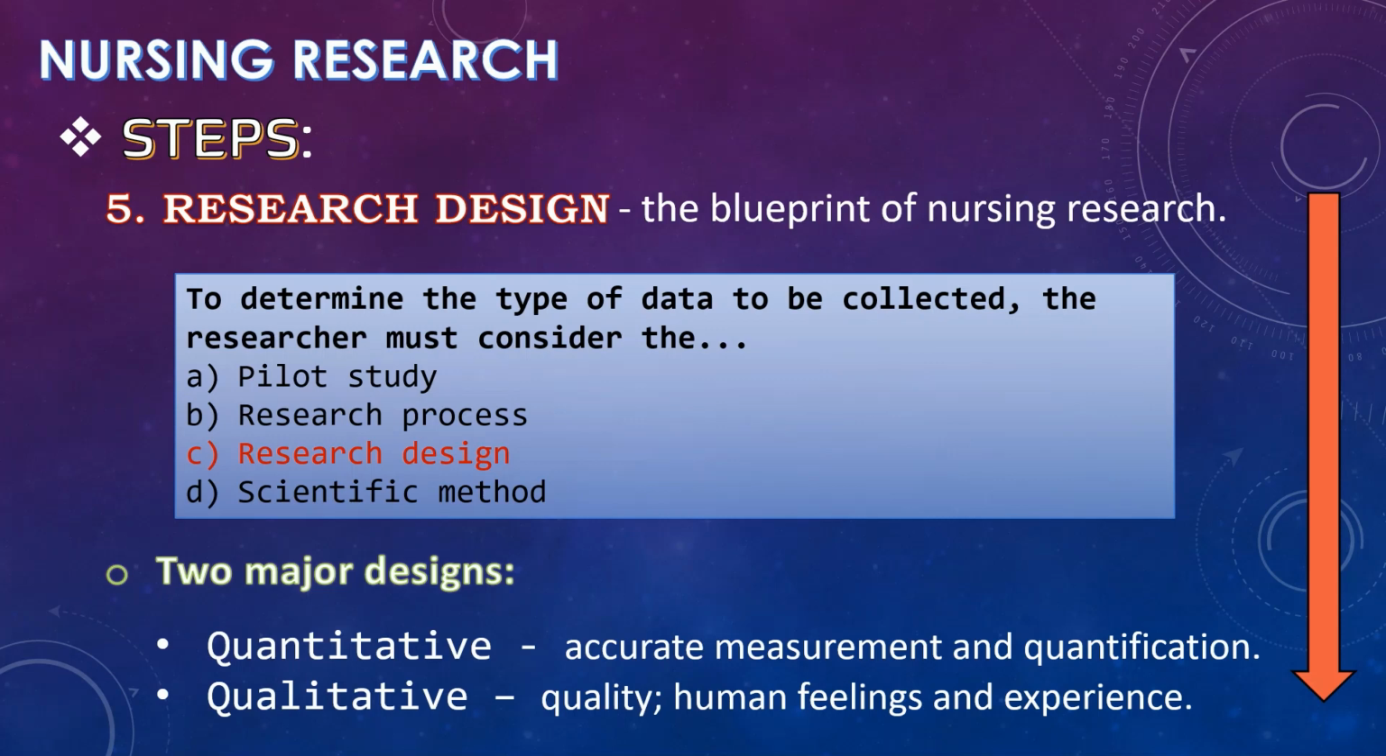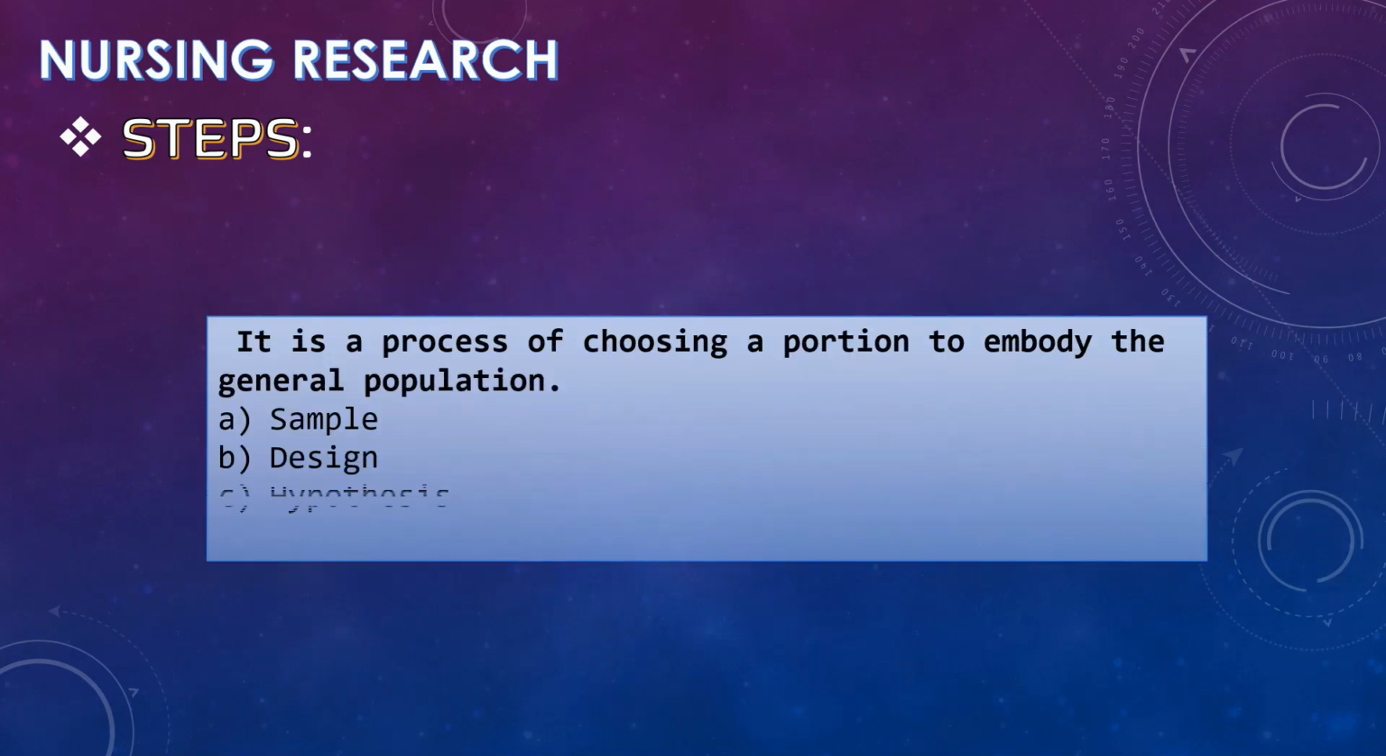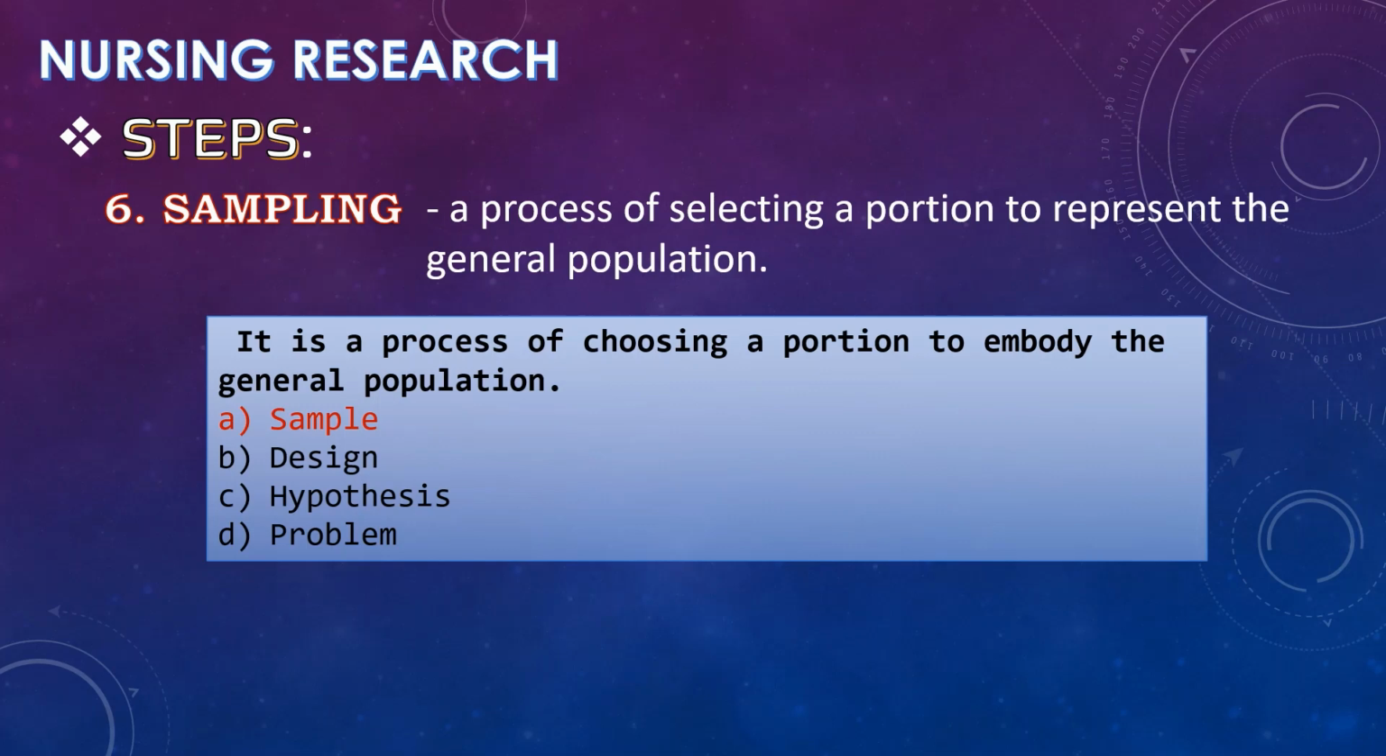Let's now proceed to the next question. It is a process of choosing a portion to embody the general population. The correct answer is A. Sample. Our sixth step, sampling. It is a process of selecting a portion to represent the general population.